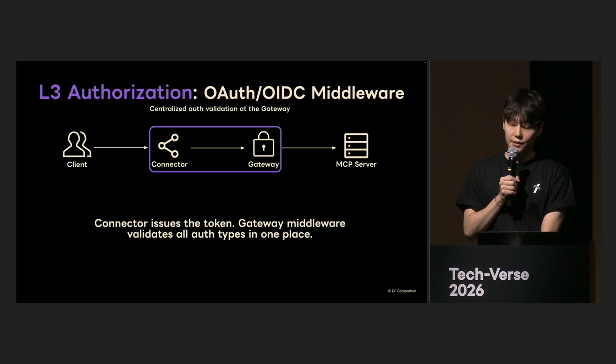The answer is the third layer, authorization. When the gateway receives a request, the first thing it does is token validation. The token has already been issued by the connector on the first floor. The gateway receives a token and verifies various in-house authentication methods in one place.